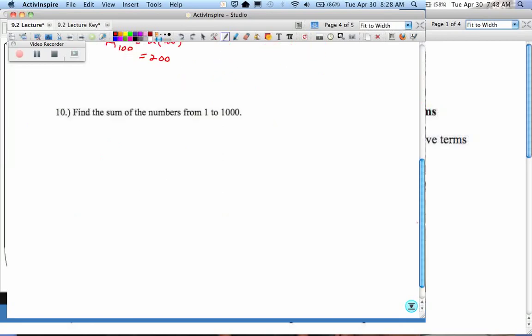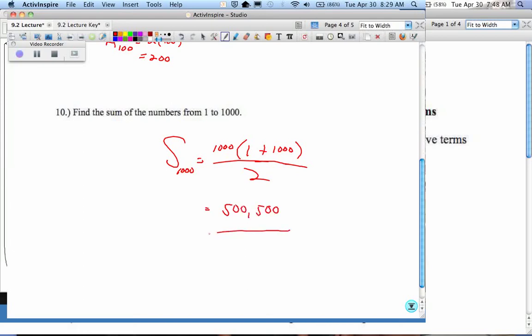Mr. Gauss sitting over in the corner, he goes, I'm gonna sum up 1,000 terms. So that's 1,000 terms. First term 1, my last term is 1,000. He understands that he's reversing it, and then I only want half of that, he says. And what do you get? 500,000. 500,500.